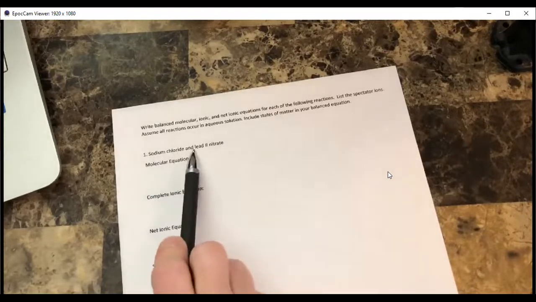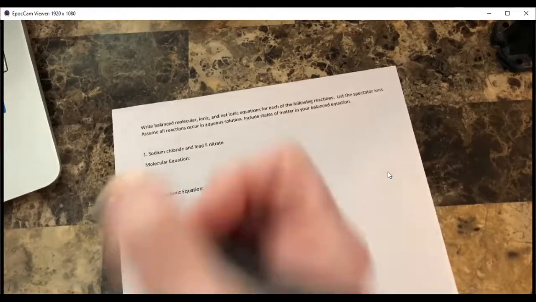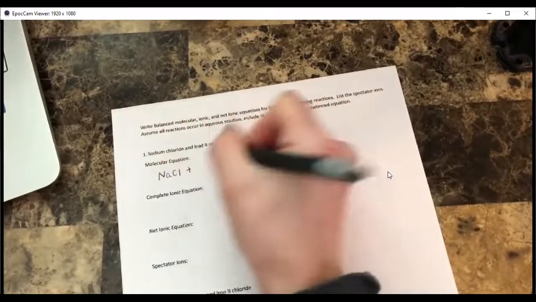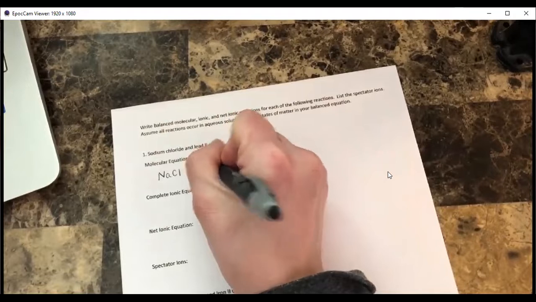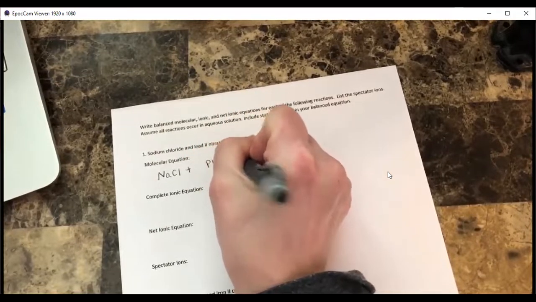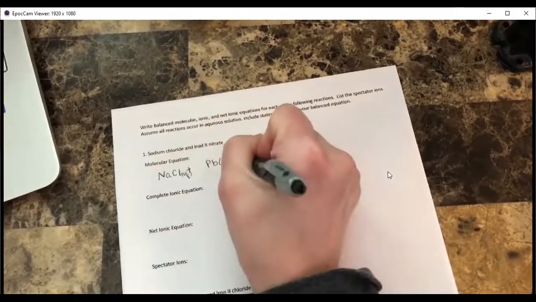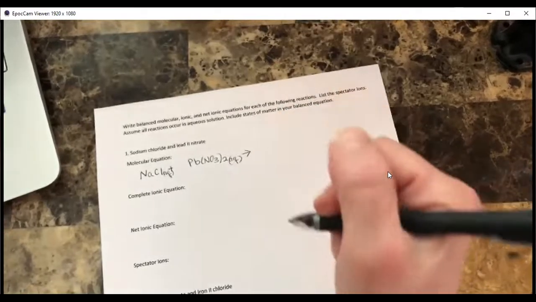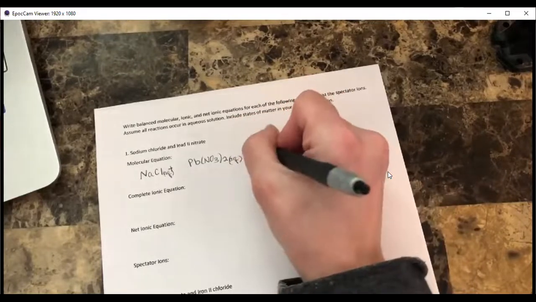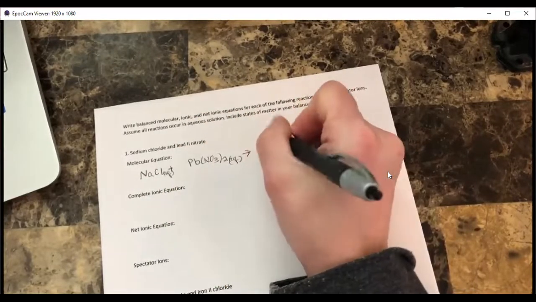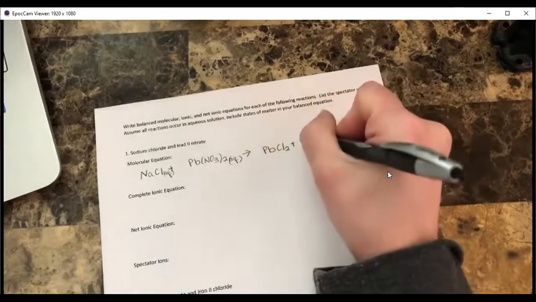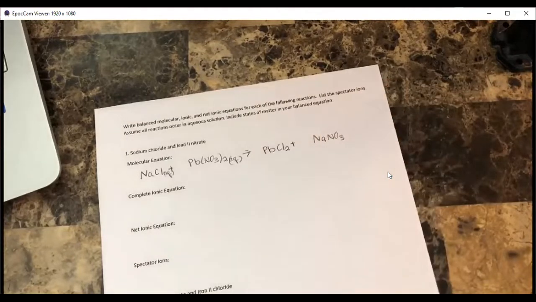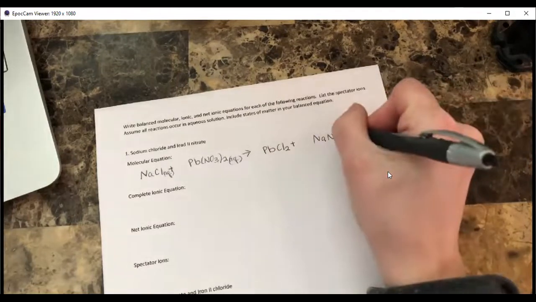Let's look at what we have here. We have sodium chloride plus lead(II) nitrate, right? So let's start with NaCl, sodium chloride, plus lead(II) nitrate, which is Pb(NO3)2. These are going to be aqueous. It yields, and then we're going to take a look at the solubility rules to figure out whether we have solid, liquid, gas, aqueous. So this is going to yield lead chloride plus sodium nitrate. One of the rules that you're going to see across the board: all nitrates are soluble. Nitrate is always going to be aq.